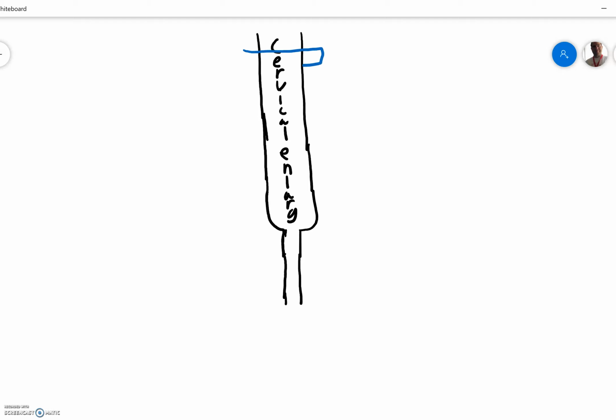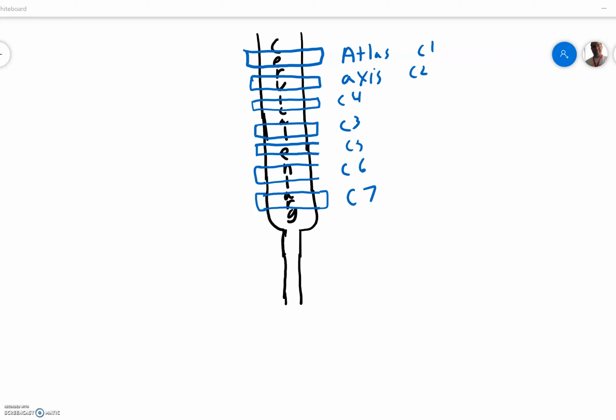Do you remember what that's called? Correct, that is atlas. And do you remember what the second one's called? Correct, axis. Axis, and I'm going to just draw in the remaining 5 as well. So here are my 7 cervical vertebrae. Now C1 is going to exit above the atlas, so C1, and C2 above the axis. Continues all the way down to C7.